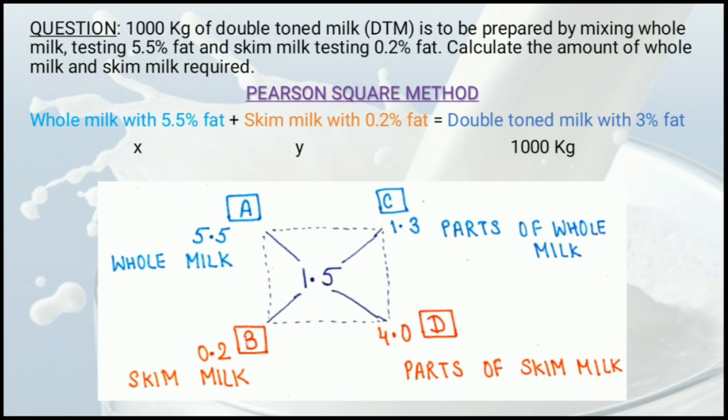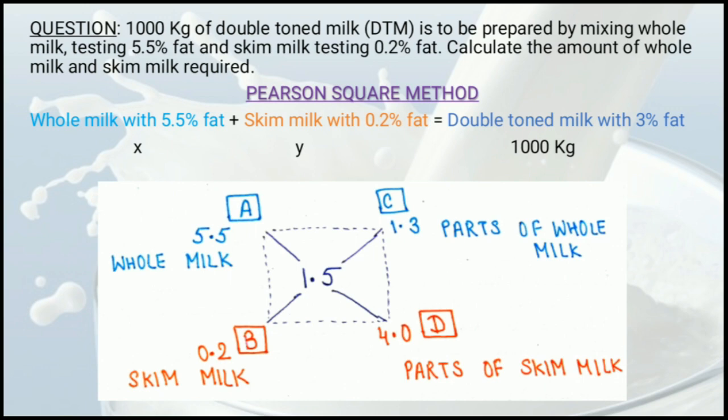Now I have four corners A, B, C and D. The products which I have are whole milk and skim milk. So at the A corner, I will write the fat content of whole milk, which is 5.5. At the corner B, I will write the fat content of skim milk, which is 0.2.